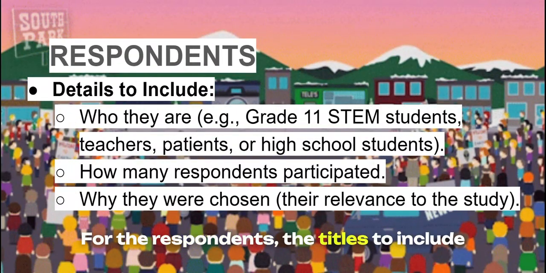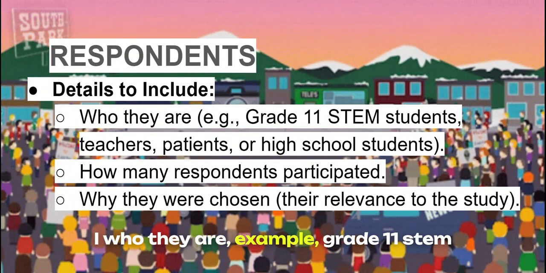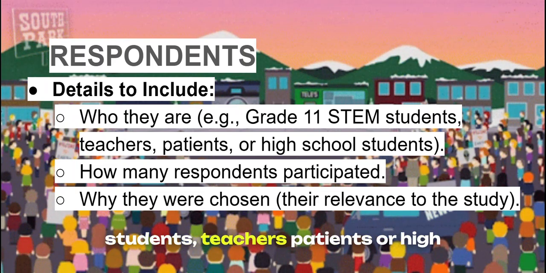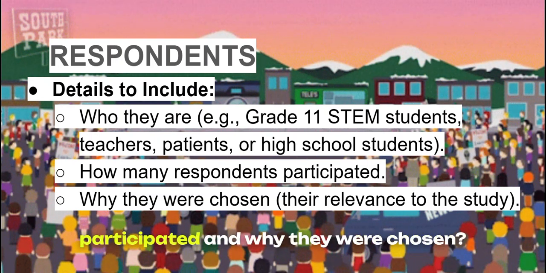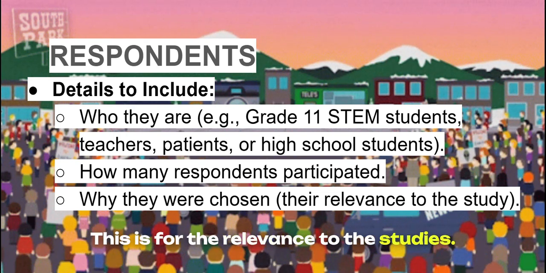For the respondents, the details to include are who they are, example, grade 11 STEM students, teachers, patients, or high school students, how many respondents participated, and why they were chosen. This is for the relevance to the study.